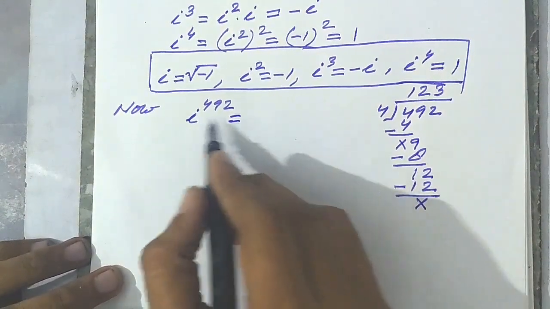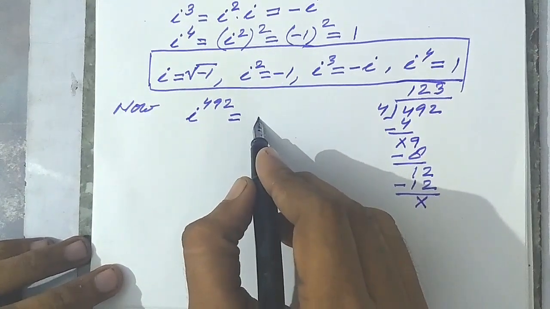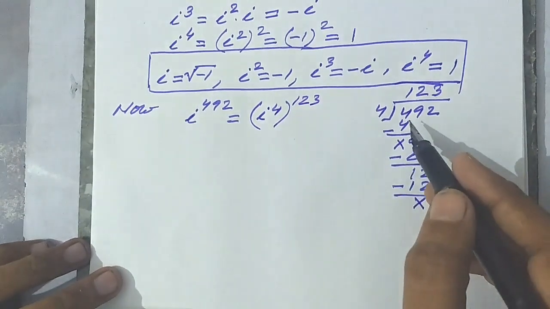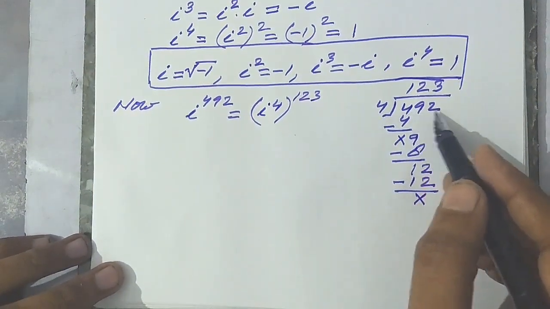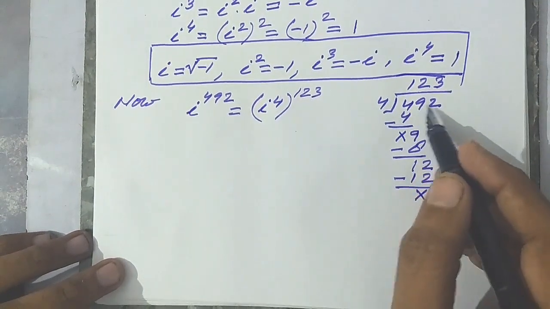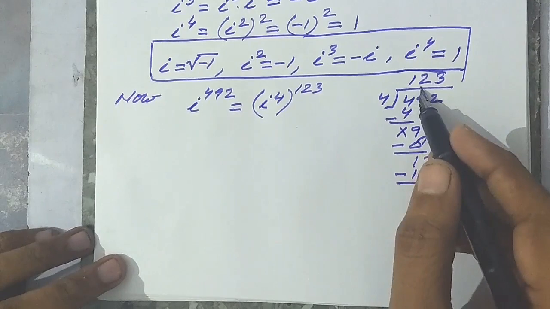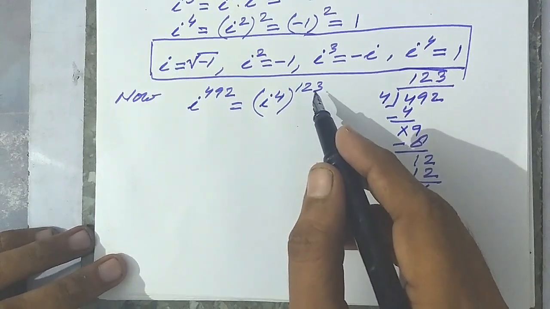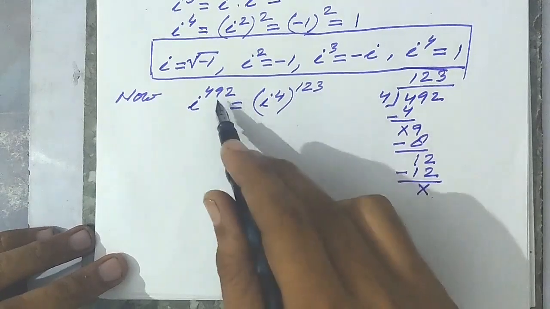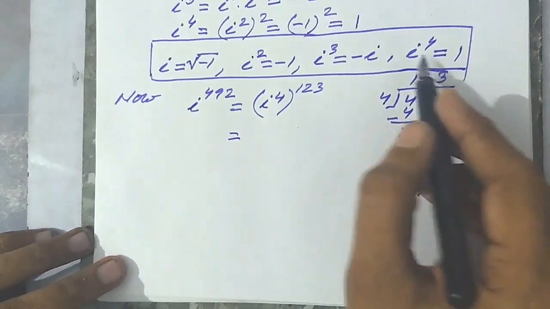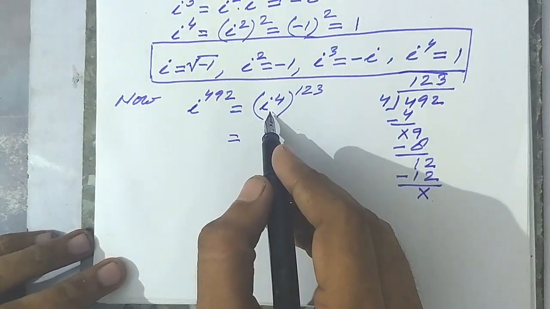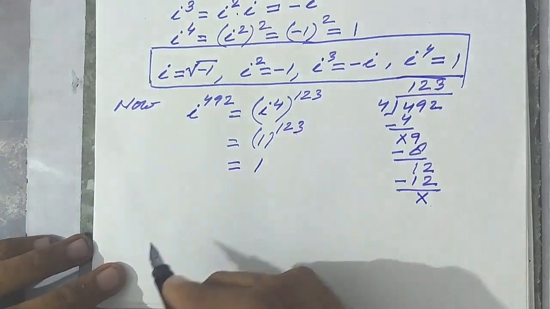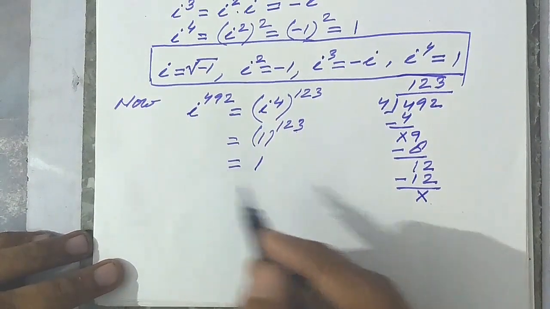So simply we may write iota raised to the power 492 as iota raised to the power 4 whole raised to the power 123, because as you see, on dividing 492 by 4 we get 0 at last. So 492 is the product of 4 and 123. If you multiply 4 and 123 you will get again 492. So here we know iota raised to the power 4 is equal to 1. If we replace iota raised to the power 4 here by 1, we have 1 raised to the power 123, and so ultimately we get 1. Iota raised to the power 492 is equal to 1.